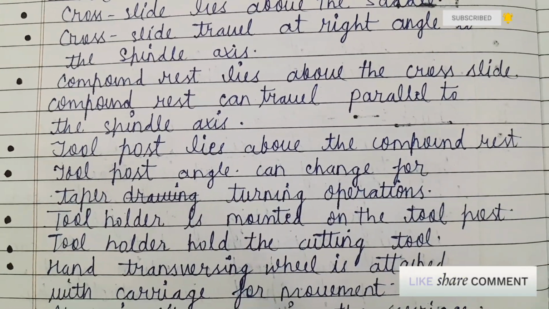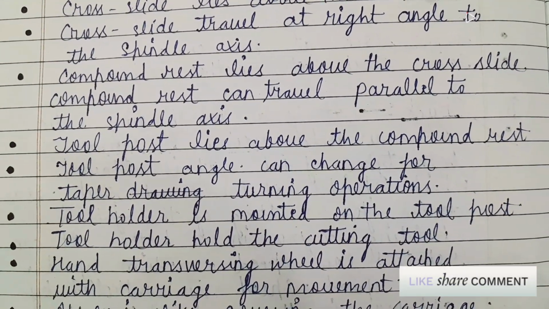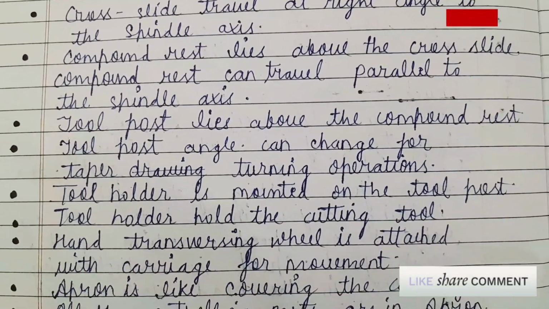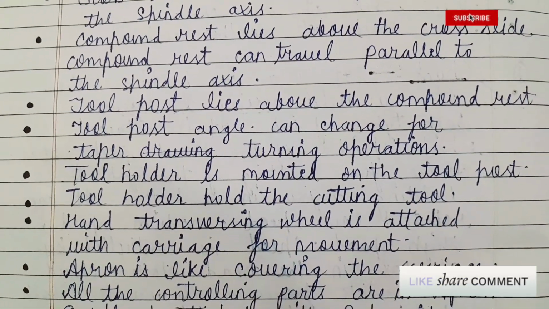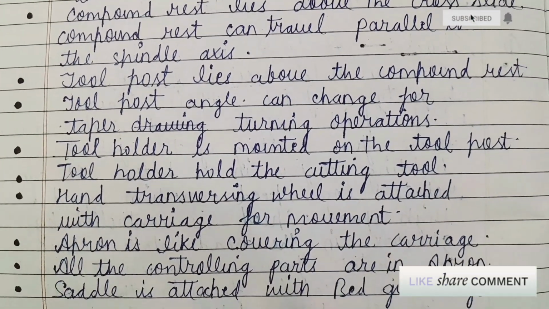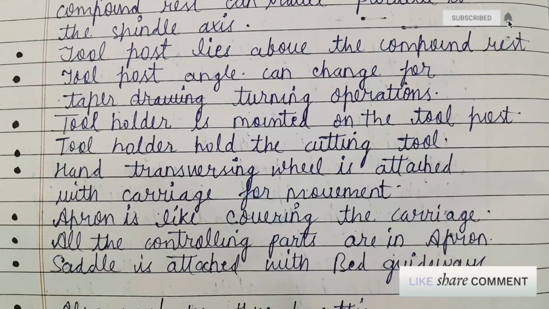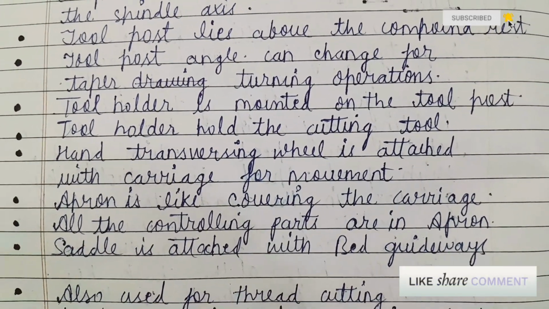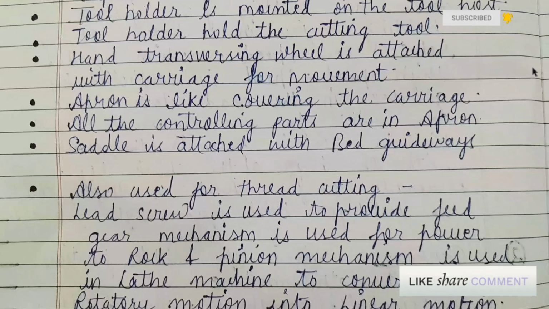The tool holder is mounted on the tool post. The tool holder holds the cutting tool. A hand traversing wheel is attached to the carriage for movement. The apron is like a covering for the carriage. All the controlling parts are in the apron. The saddle is attached to the bed guideways, and it is also used for thread cutting.